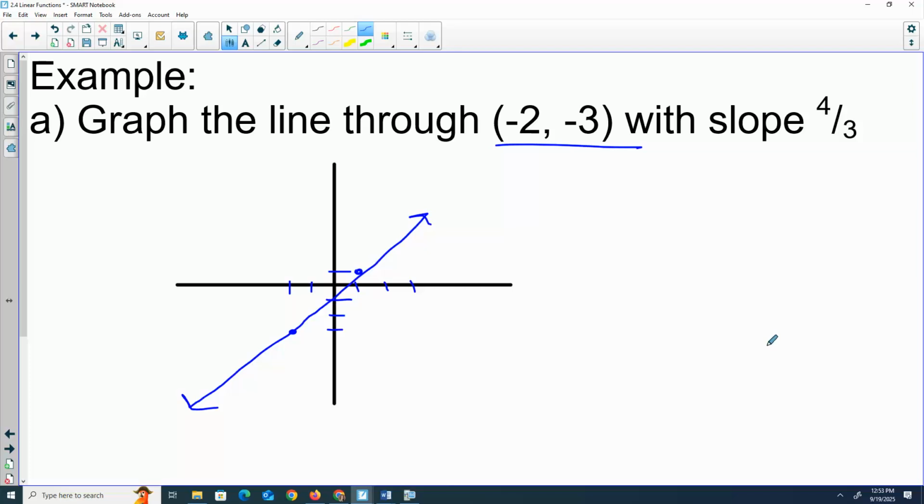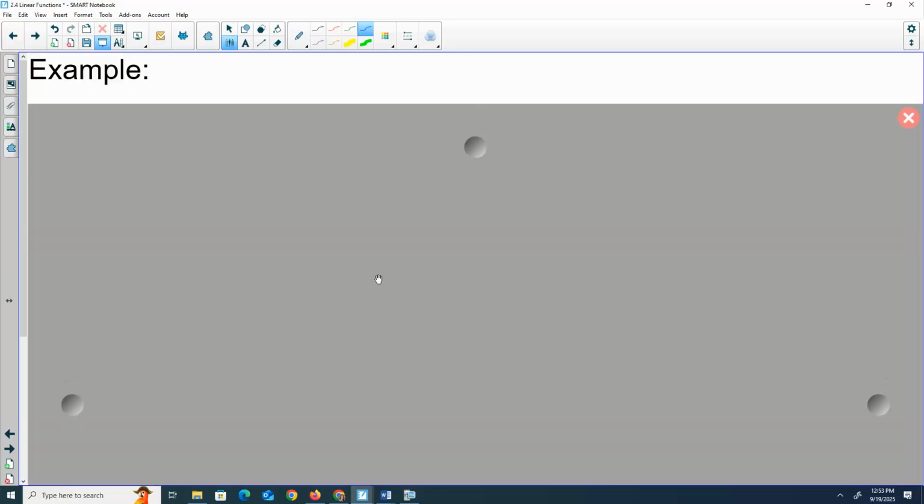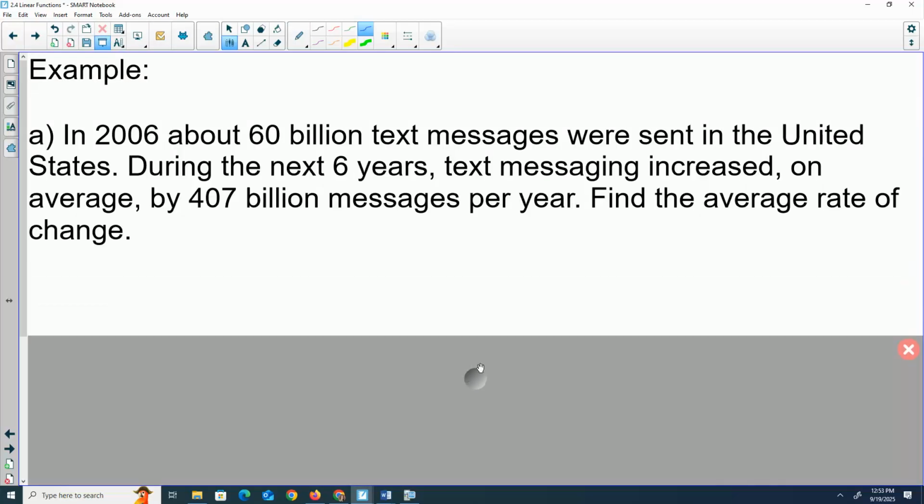Final thing I want to talk about today. So, average rate of change. Sometimes you'll be asked to find that. And it's just another way of asking for slope. But sometimes you might have it in the context of a problem. So, if I gave you this question. In 2006, about 60 billion text messages were sent in the United States. During the next 6 years, text messaging increased on average by 407 billion messages per year. Find the average rate of change. So average rate of change just means slope.